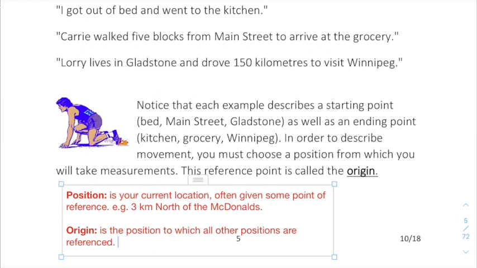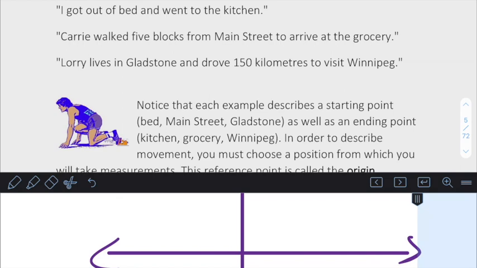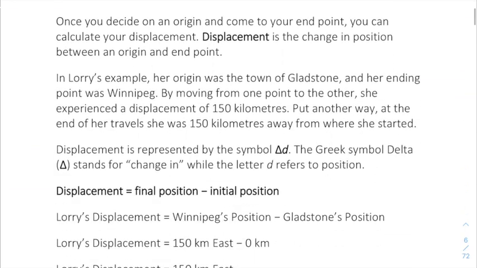Now, if we're talking about graphing, which we will be talking a lot about, then usually the origin is that 0, 0 point. That point in a Cartesian plot, where you have a line that goes like this, and a line that goes like this. This is called a Cartesian axis, and the origin is the reference point. All other points are referenced to the origin, and that point is 0, 0. It's the only point that has no values, and everything else has a value with respect to that point. Okay. So once you decide on an origin and come up with your endpoint, you can calculate the displacement.